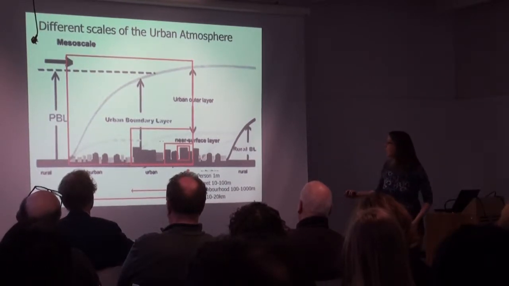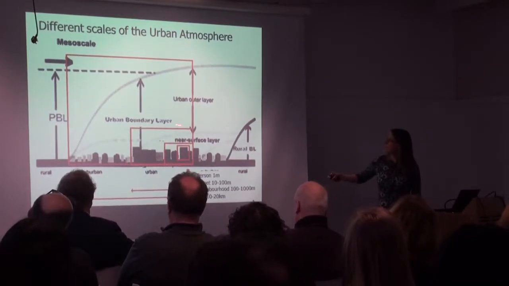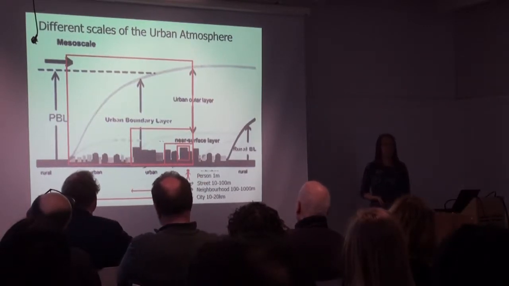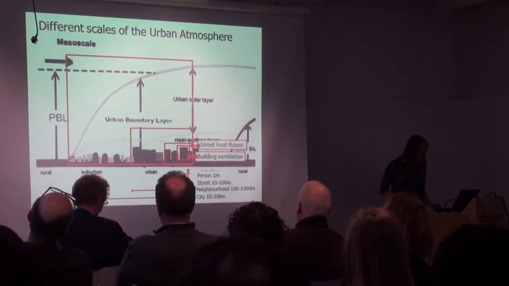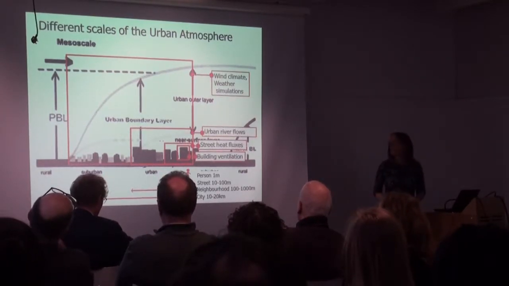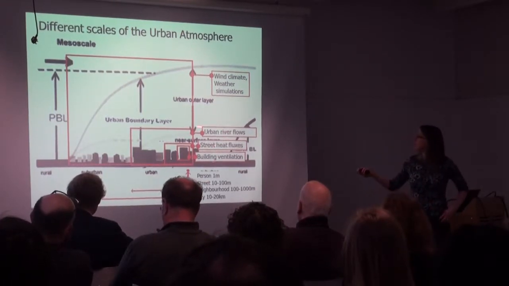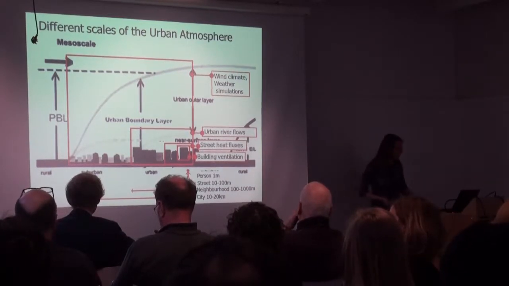So if we want to characterize the impact of, say, redesign of a city block, then you have to remember that it's going to be impacting the atmosphere above, and it could be impacting neighborhoods downstream as well. So with that concept in mind, the parts of the talk I want to cover are building ventilation, street heat fluxes, urban river flows, and getting onto the weather scale.